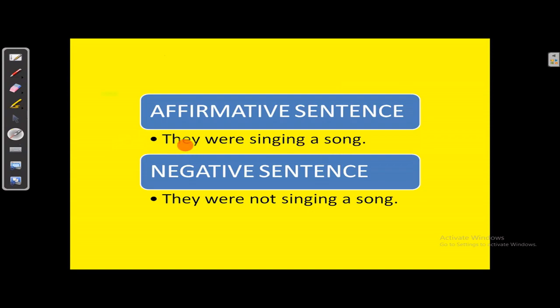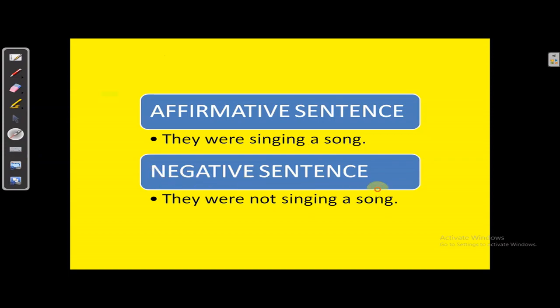So now, they is a subject, which is a plural subject. We should know which pronouns are used for the singular subject and for the plural one. Here they is used for the plural one, and then comes were. Were is used for the plural subject. That's why were is applied. And then V1 plus ing is the main verb, action verb. Okay, they were singing a song. A song is an object, sorry.